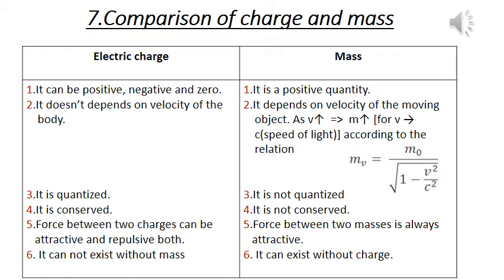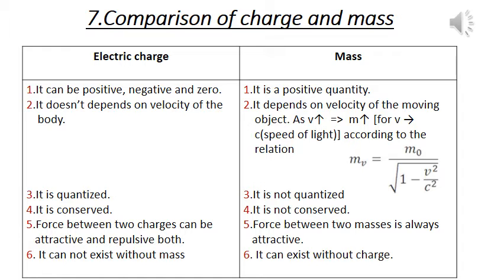According to the relation m_v equals m0 upon under root 1 minus v square by c square, in the relation m_v is the mass of the object at velocity v, m0 is the rest mass of the object, that is mass of the object when it is at rest, v is the velocity of the object and c is the speed of light, which is equal to 3 into 10 to the power 8 meter per second.